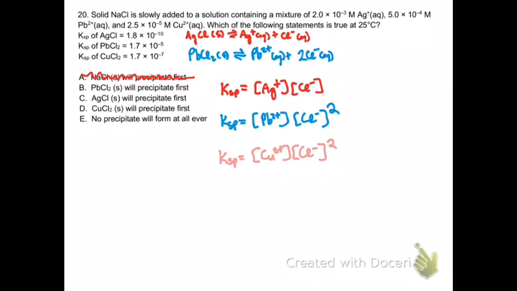Okay, so these are our three equilibrium expressions, and now basically what we're going to do is we see that we have a source of Ag plus, Pb2 plus, and Cu2 plus. We're going to plug in those values, and we're going to see which one will take the least amount of chloride to make it precipitate. So basically at this point, we've done most of the work. We're going to do a little plug and chug action here. So I'm going to move this over to give us some more room to work with.